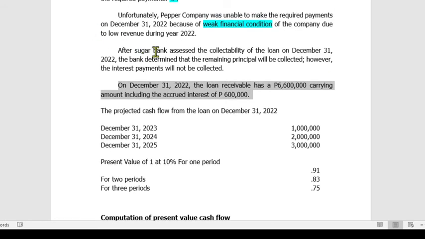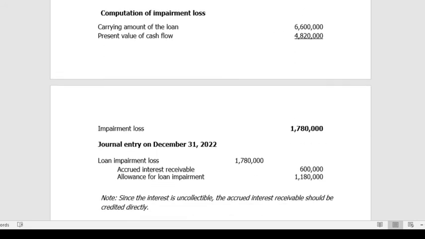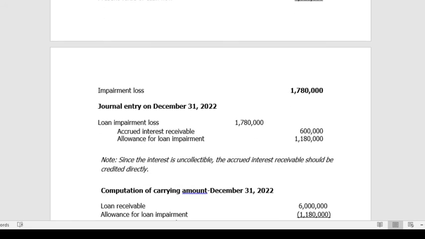Okay, after Sugar Bank assessed the collectibility of the loan in December, the bank determined that the remaining principal will be collected. However, the interest payments will not be collected. So, noong December 31, na-identify yung collectability of the loan. So, what is your journal entry on December 31, 2022?